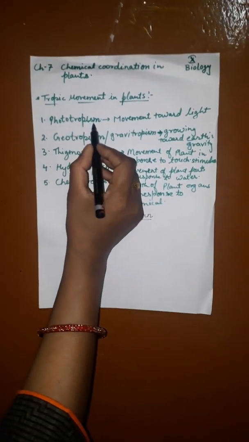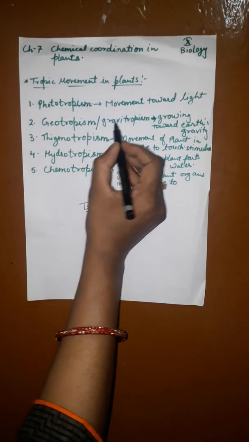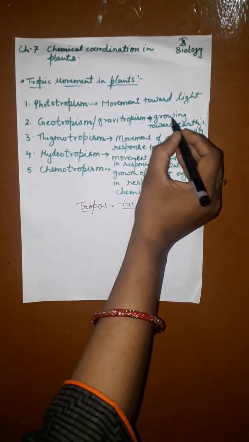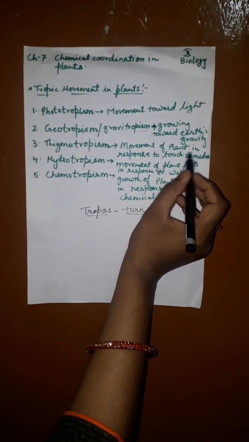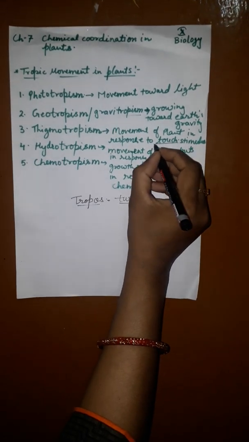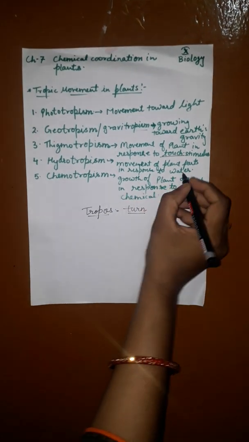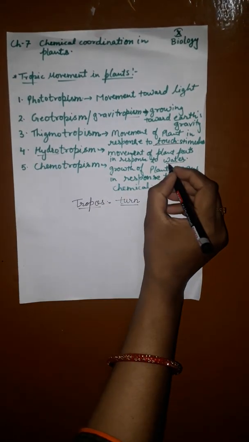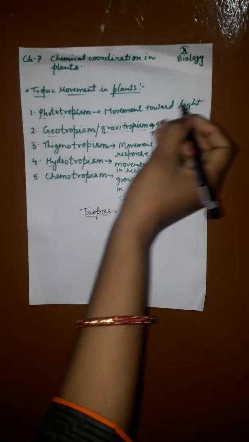Some tropic movements are written here. First is phototropism, means movement towards light. Geotropism, also called gravitropism, growing towards earth's gravity. Thigmotropism, movement of plant in response to touch stimulus. Here thigmo is related to the term touch. Hydrotropism, movement of plant part in response to water. Hydro means water. Thigmo means touch. Geotropism or gravitropism means gravity. Photo is related to light.